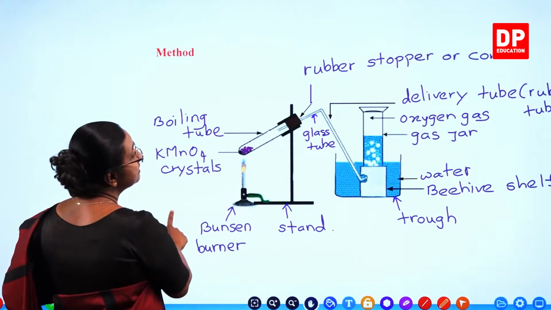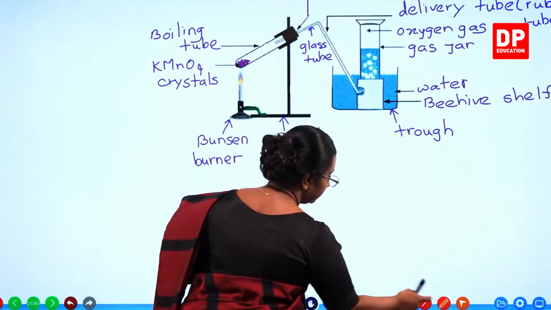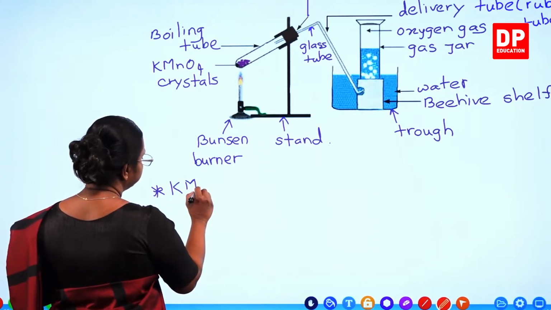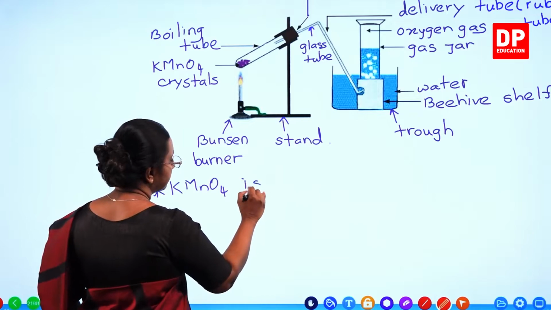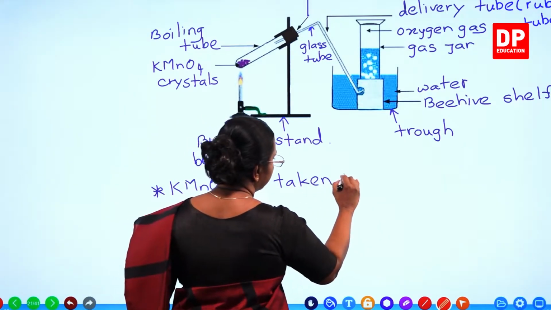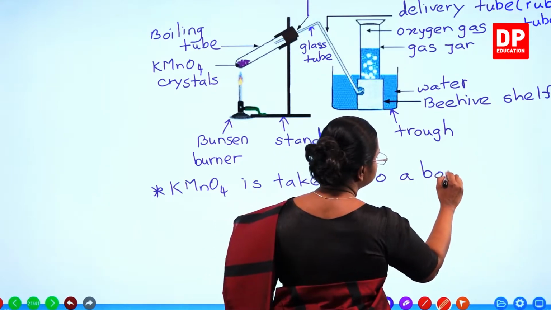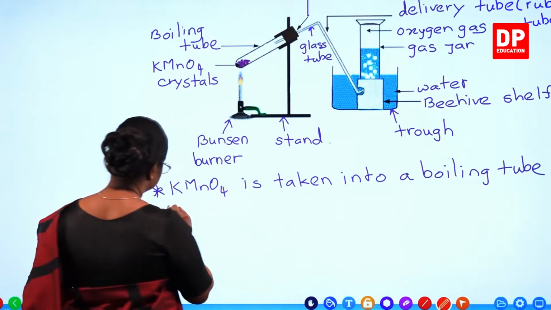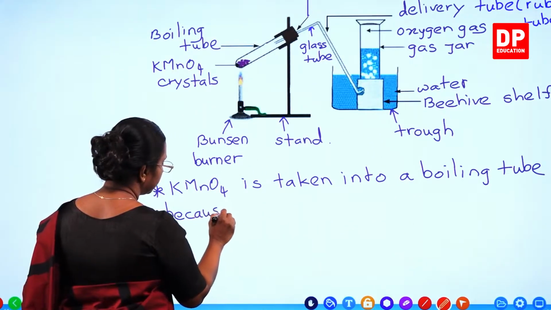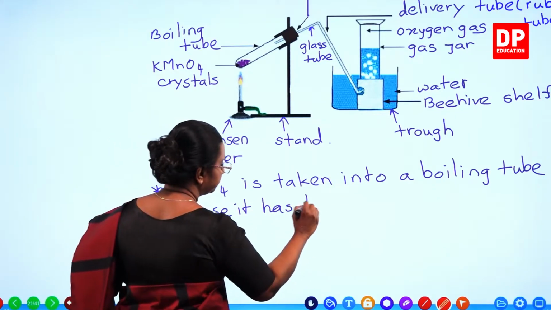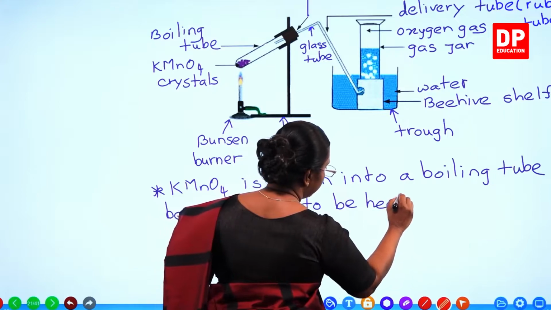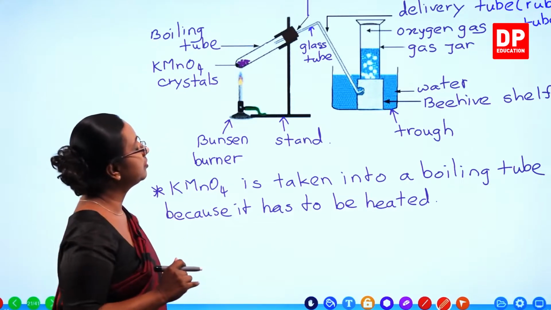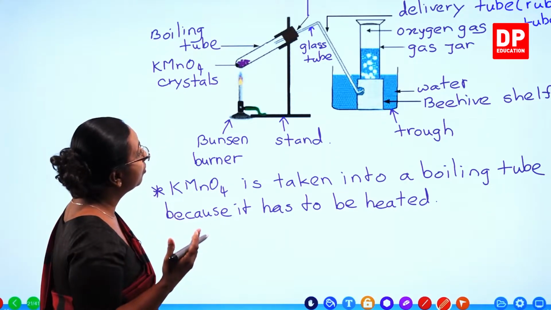So again, the considerations. KMnO4 is taken into a boiling tube because it has to be heated, and you all can remember it is clamped to a stand so that you don't have to keep holding it.